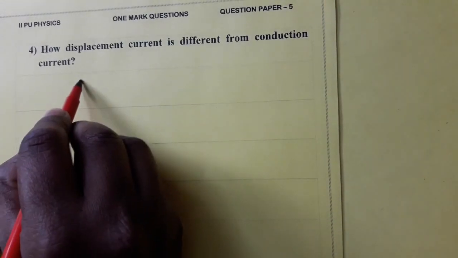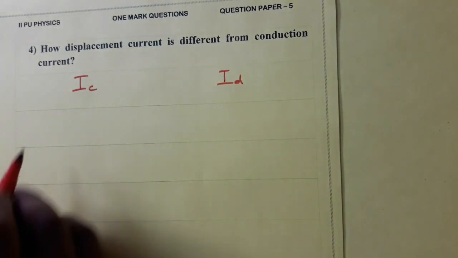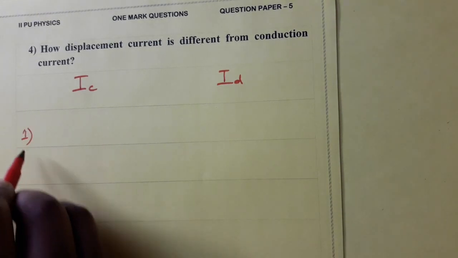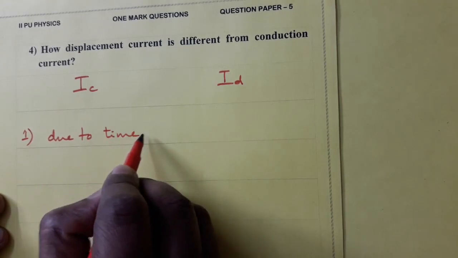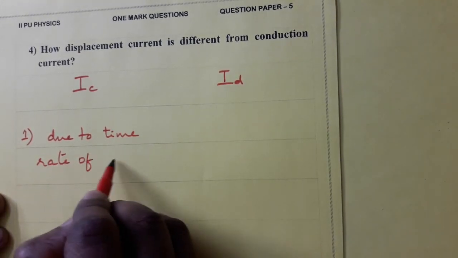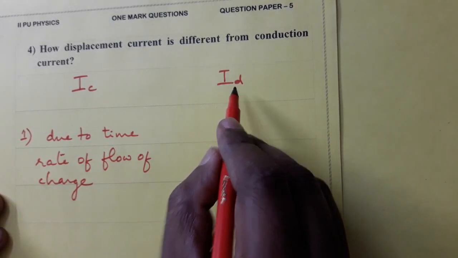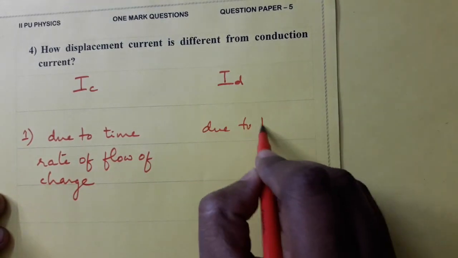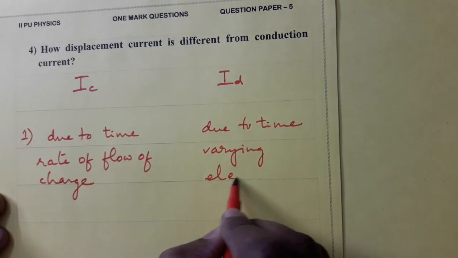How displacement current is different from conduction current? Now let us write two differences. One difference is enough, but let us write two differences. Okay. IC stands for conduction current, ID stands for displacement current. This conduction current is due to time rate of flow of charge, whereas displacement current is due to time varying electric flux.